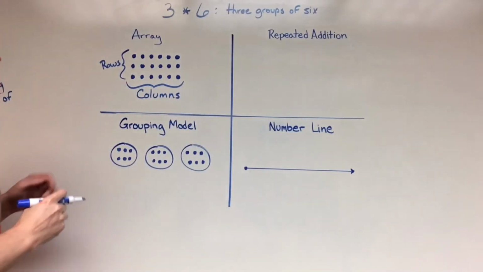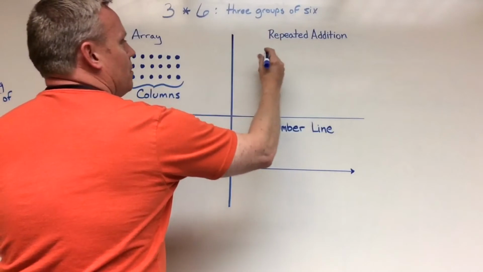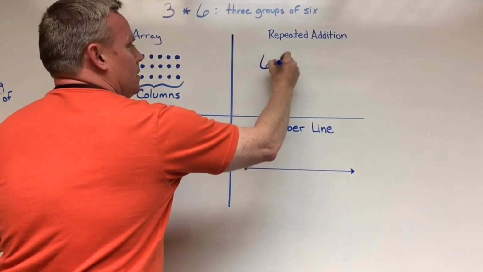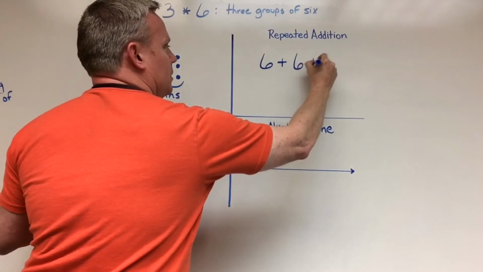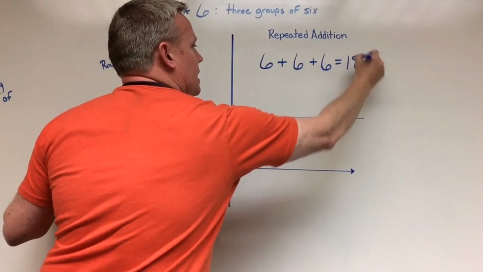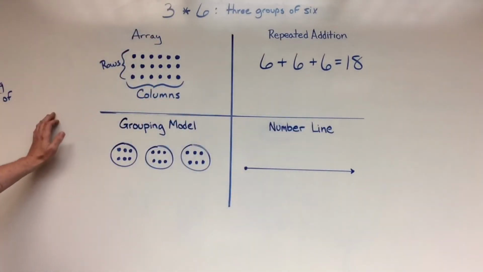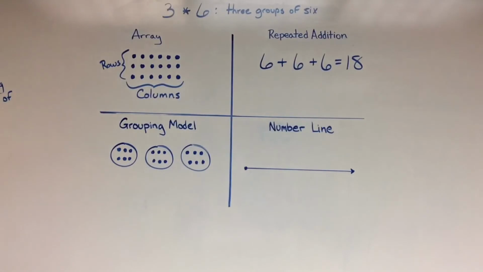All right, for repeated addition, which is another foundation of multiplication, we again look back at how we interpret multiplication as 3 groups of 6 in this case. So it would be 6 plus 6 plus 6 is equal to 18. All right, and you can see my 3 groups of 6.